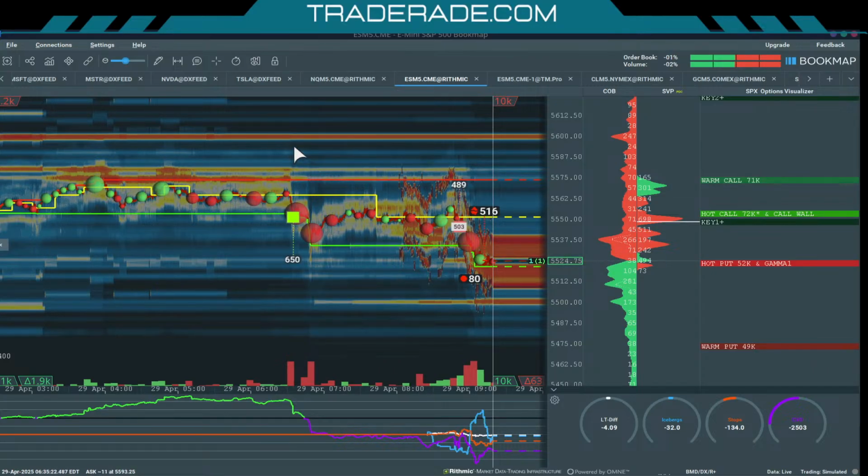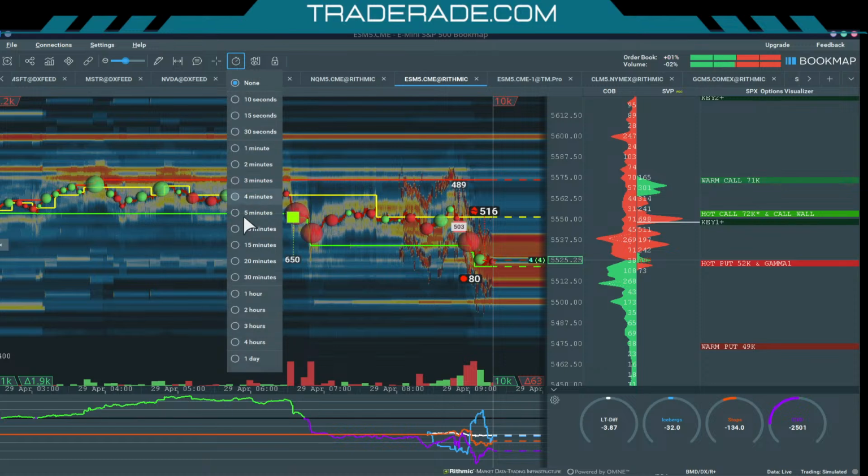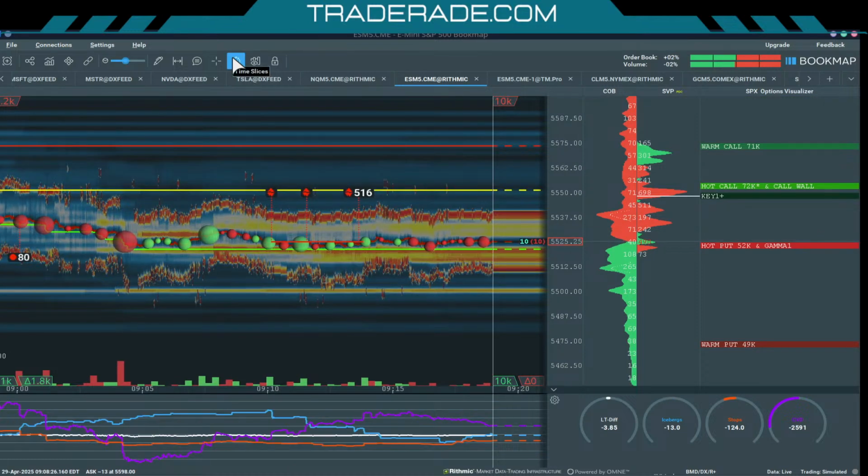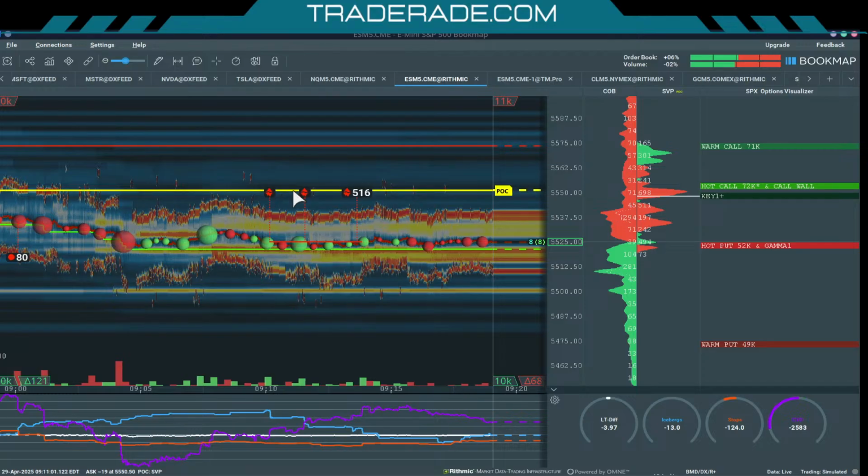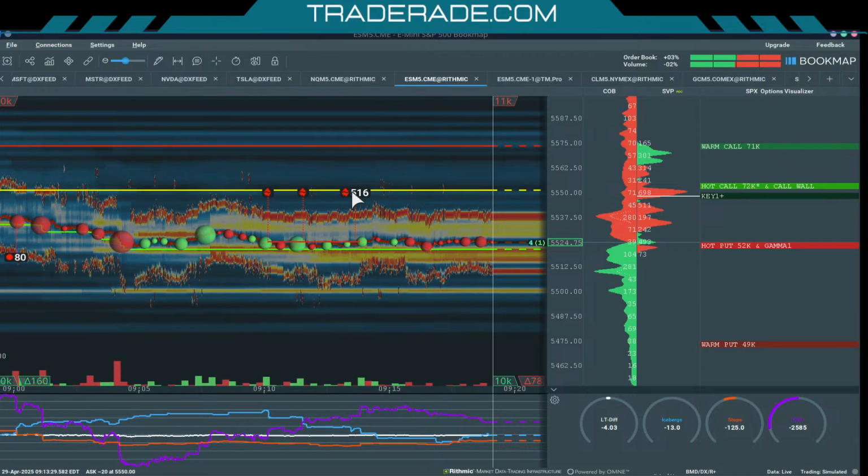So this is our heat map on Bookmap. We're going to zoom into just a 20-minute time frame. You can do this with the time slices button up here. And we can see these iceberg icons. These red diamonds are iceberg icons.